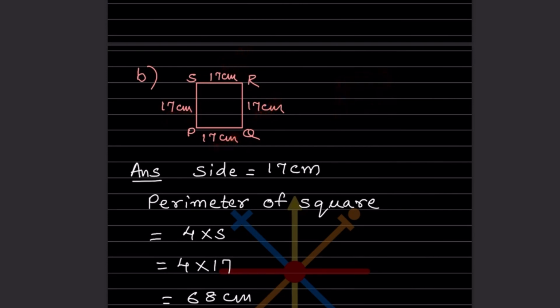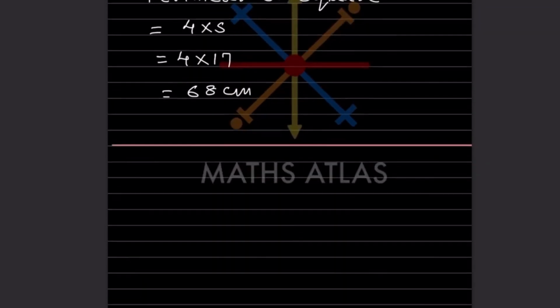So now see here, side is 17. The perimeter of a square, which I showed you previously, is 4 into s. In place of s you will write 17, 4 multiplied by 17, which is 68 centimeter. And again I told you the unit for perimeter: you just write centimeter because this is in centimeter. If it was area, the formula would have changed and it would have been square centimeter.